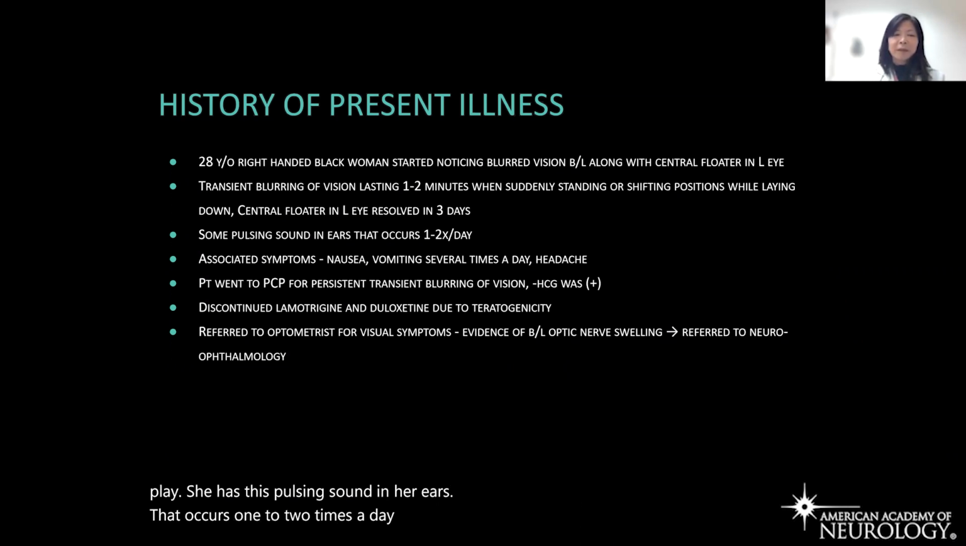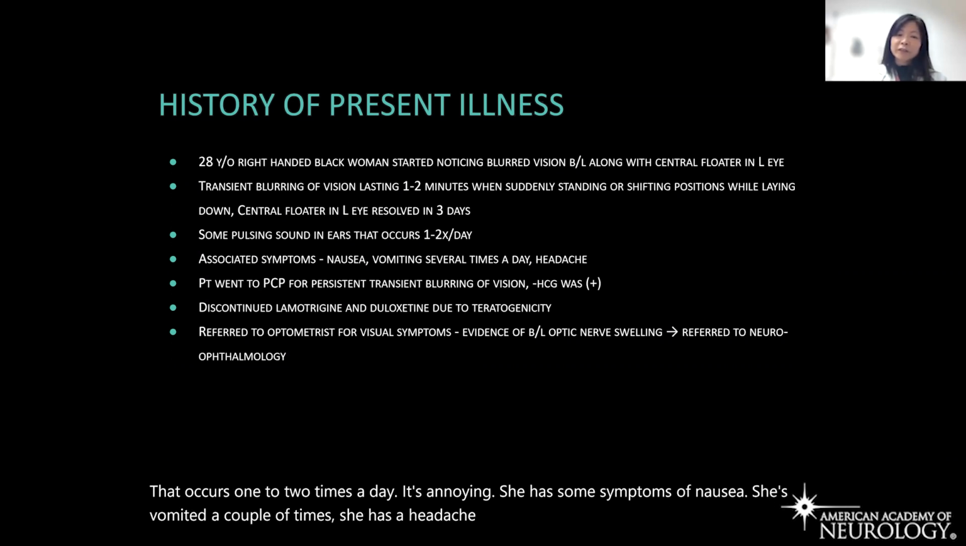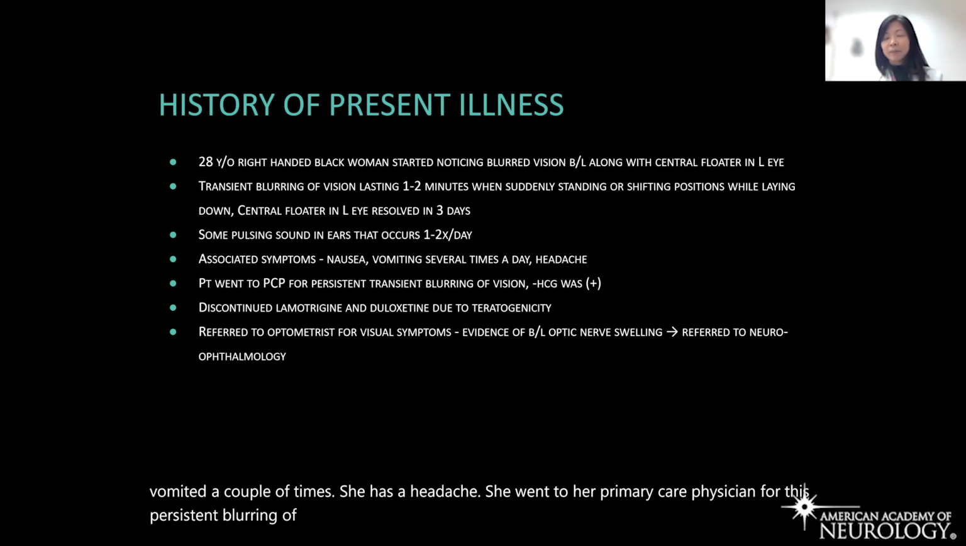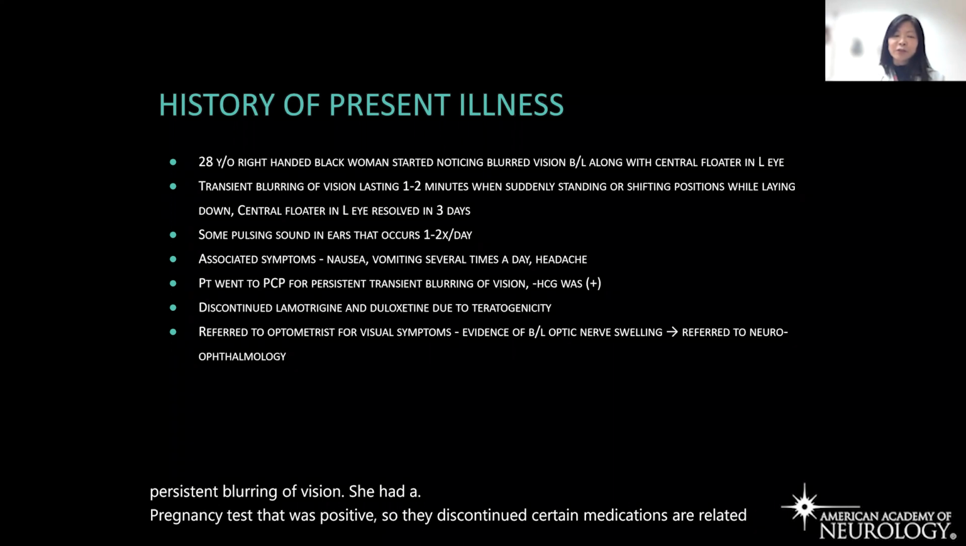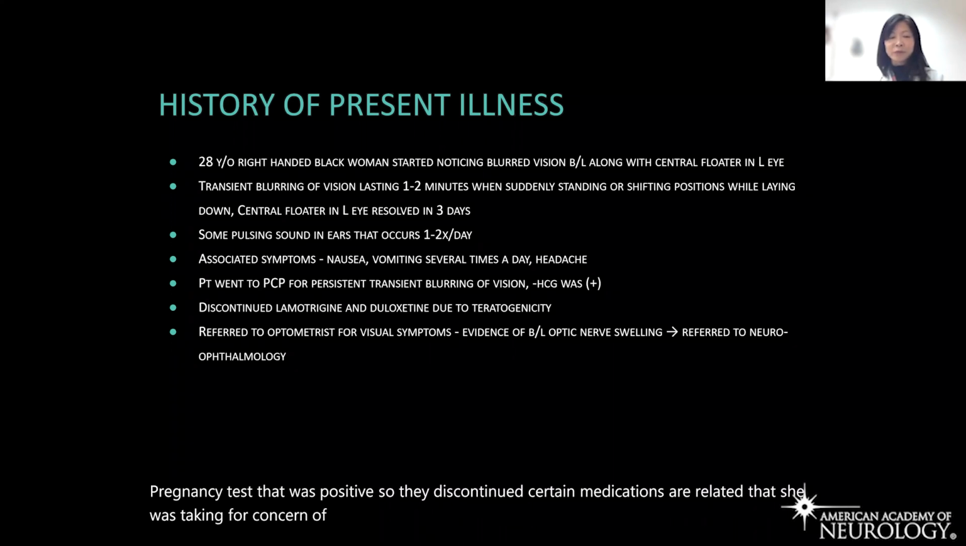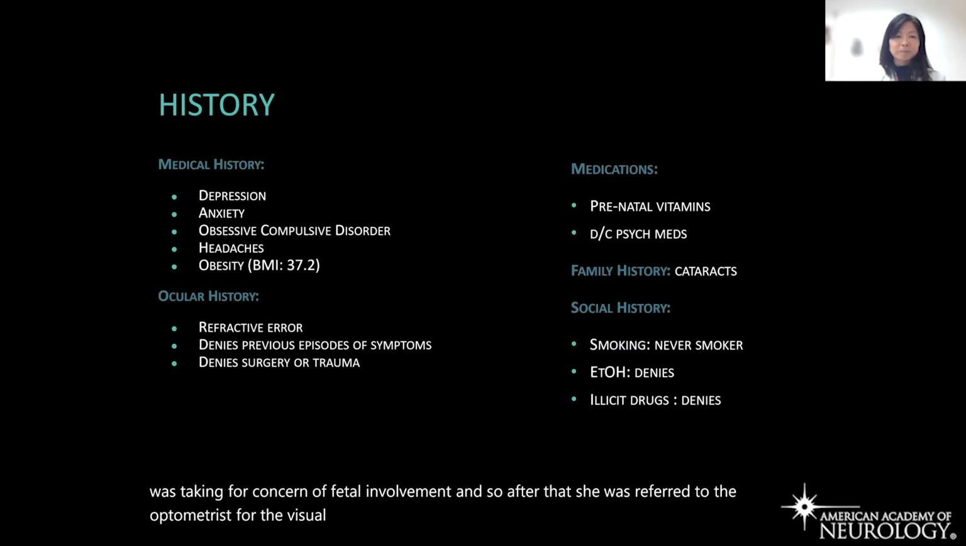It's annoying. She has some symptoms of nausea. She's vomited a couple of times. She has a headache. She went to her primary care physician for this persistent blurring of vision. She had a pregnancy test that was positive. So they discontinued certain medications that she was taking for concern of fetal involvement. And so after that, she was referred to the optometrist for the visual symptoms to get it corrected.